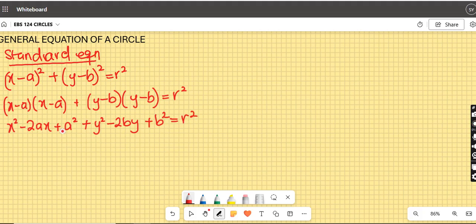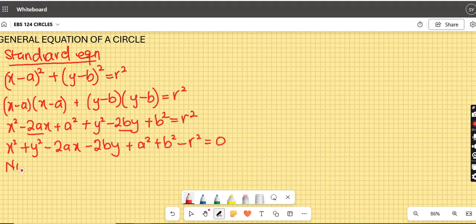Now we want to group them in terms of exponents. So we'll have the squares together, x² + y², and then the ones with a single term, −2ax − 2by, and then let's put the constant terms together, + a² + b² − r², and this should be equal to 0.